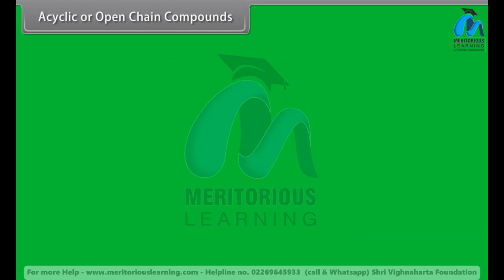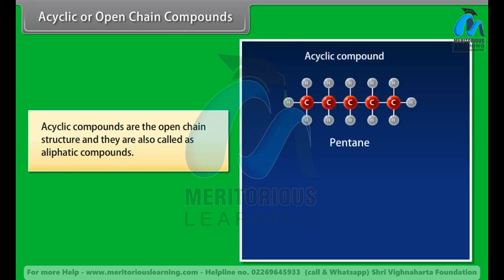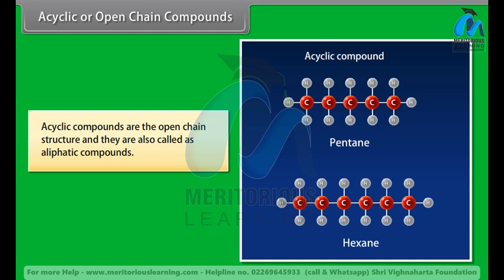Acyclic or open chain compounds. Acyclic compounds are the open chain structures and they are also called aliphatic compounds.